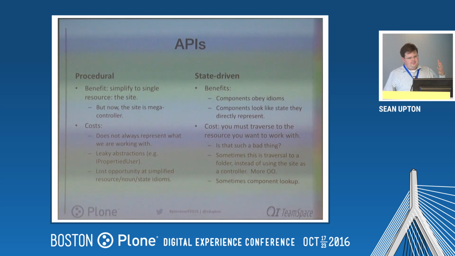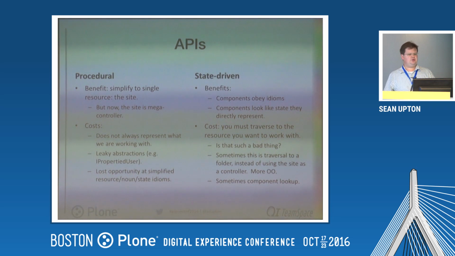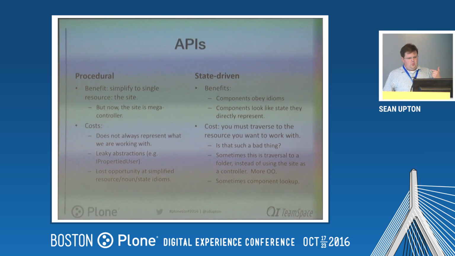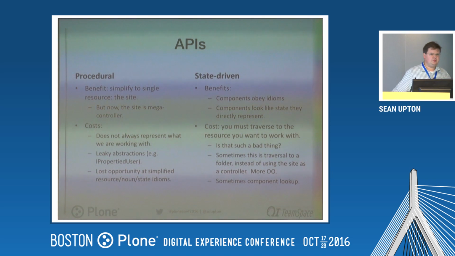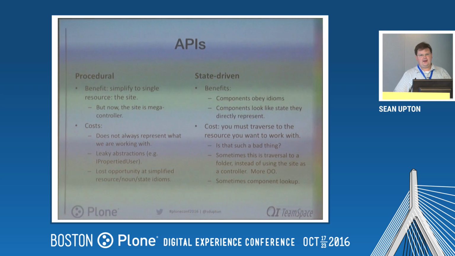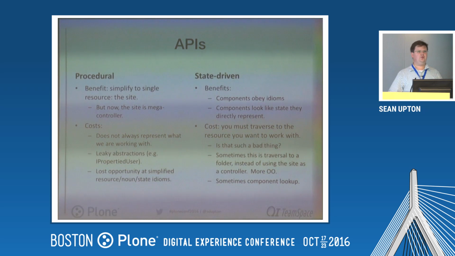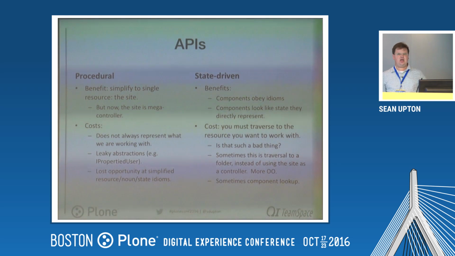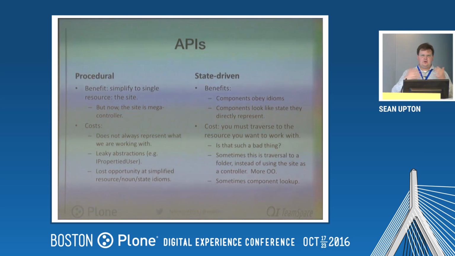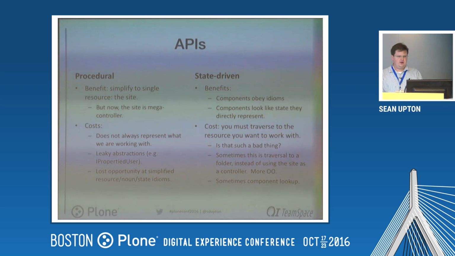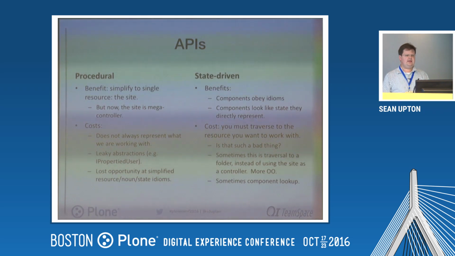But in any case, there are costs to these procedural APIs. We lose the opportunity to traverse to the thing that does the thing that we want to do. So we maybe want to add an item to a folder. We don't traverse to the folder first and say, hey, folder, add this child item, this document, to yourself. So it seems a little less object-oriented. That's neither here nor there, but there also are these leaky abstractions.